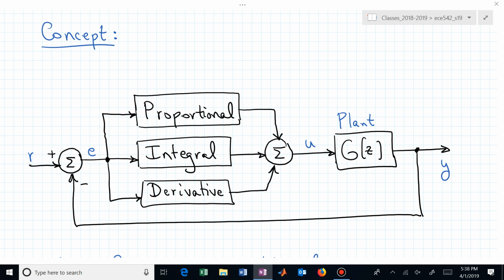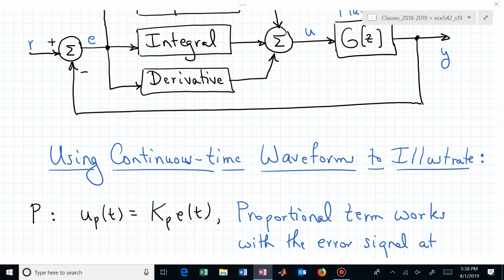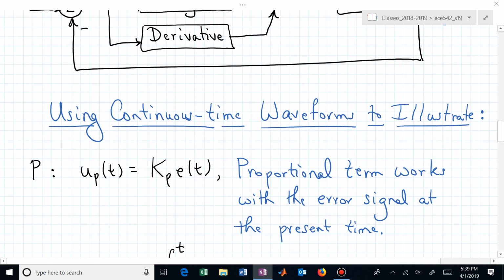The whole idea is that you can hopefully select the proportional, integral, and derivative pieces of this controller to give you more acceptable behavior in your closed loop system. That's the idea. You want to be able to adjust these different gains to make the closed loop what you want it to be, or more like what you want it to be. I'm going to just quickly show these three parts using a continuous time environment.